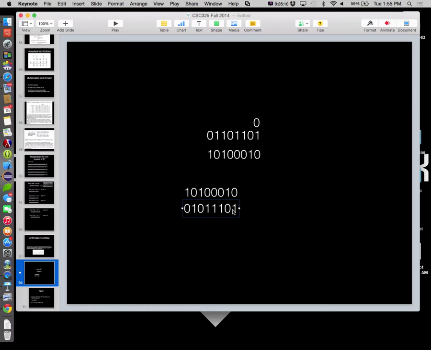This is the original, and I'm going to add 1 to that. 1 plus 1 is 0, carry the 1. 1 plus 0 is 1. So these two basically just change places. So that's the decoded value.